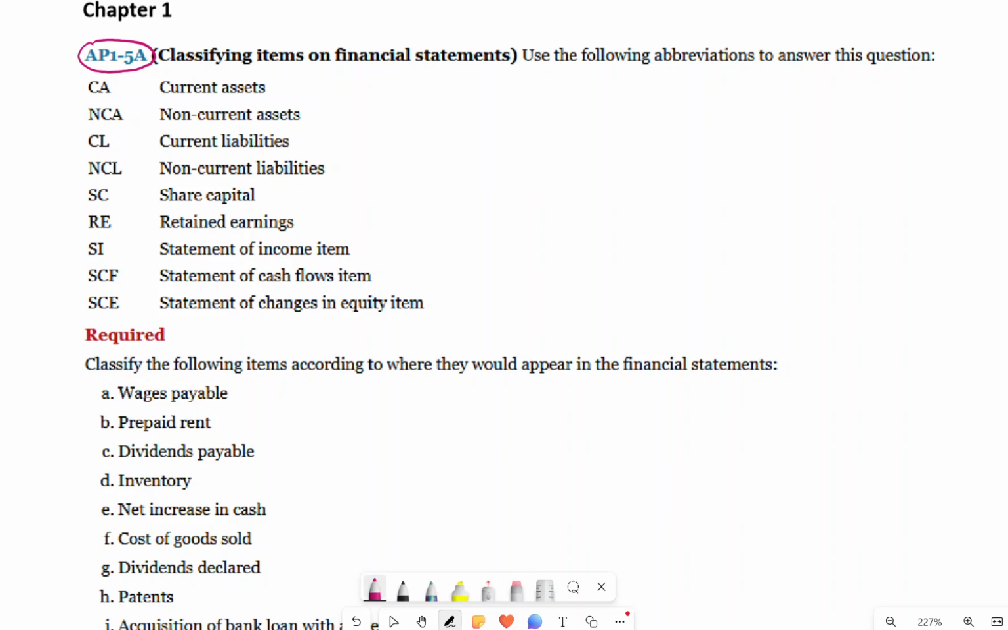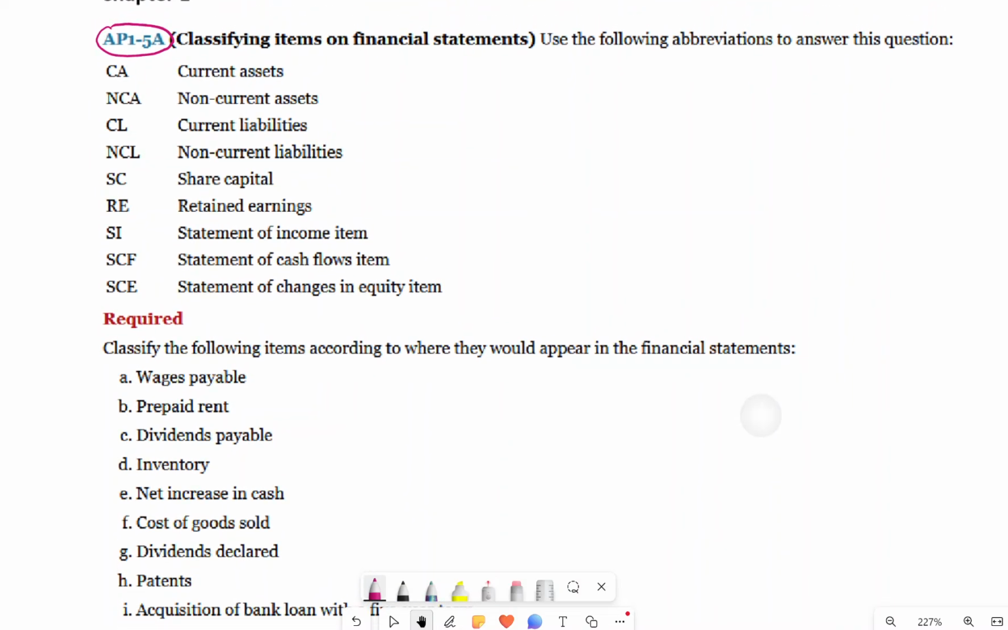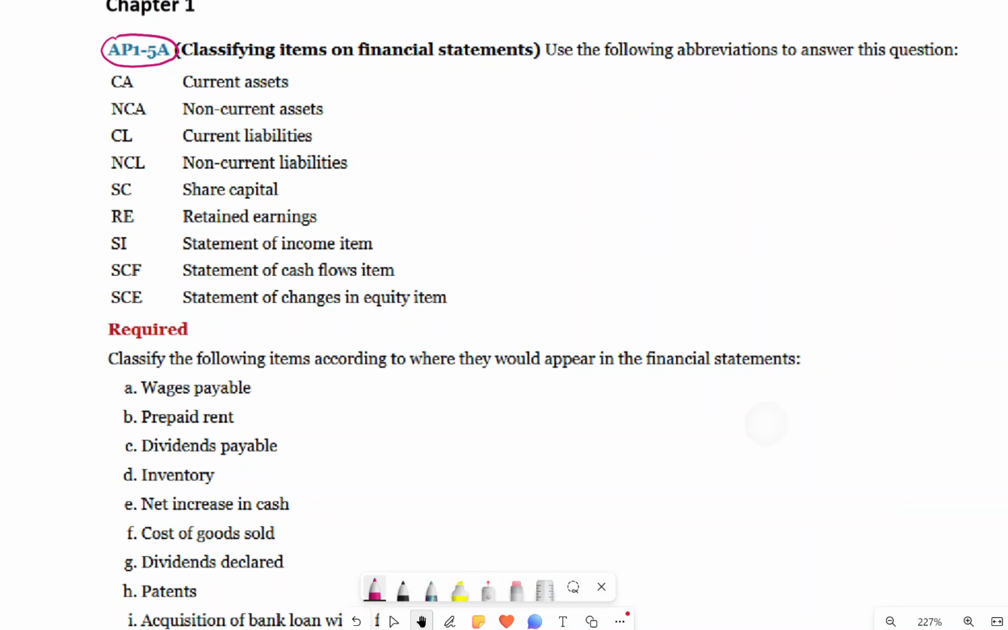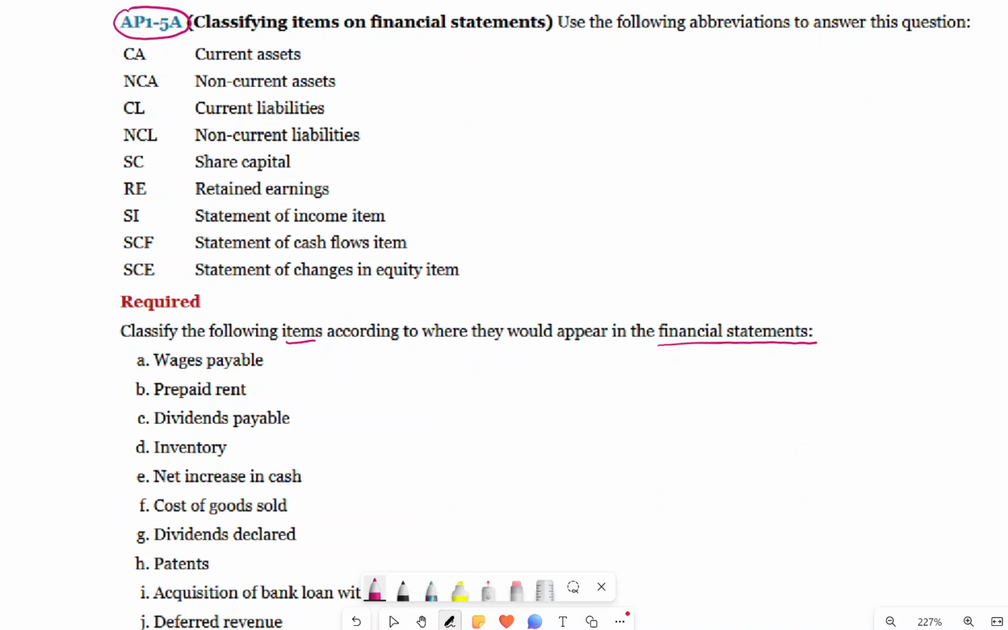This question you can find at the back of the chapter, but what I did is I got the question here. When you're doing a financial statement, this is the statement of financial position. What the question is requiring you to do is classify the following items according to where they appear in the financial statements. Which financial statement do they appear in?